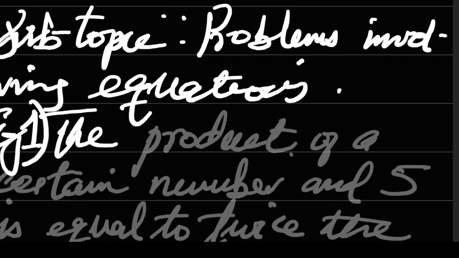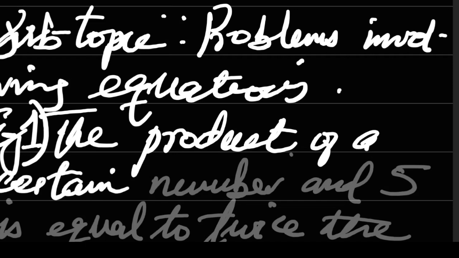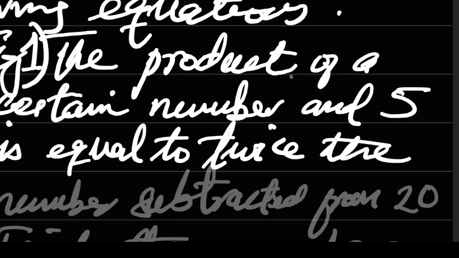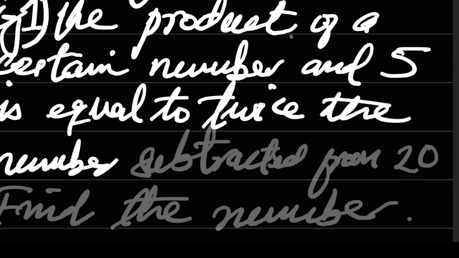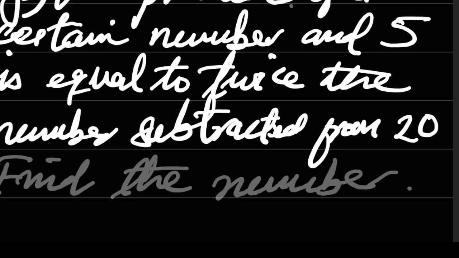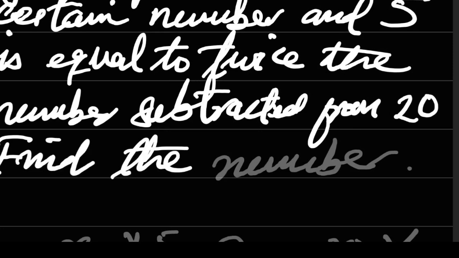The product of a certain number and 5 is equal to twice the number subtracted from 20. Find the number.